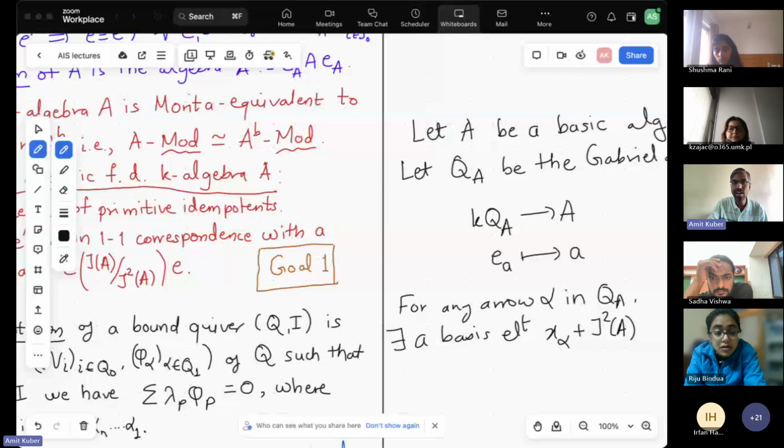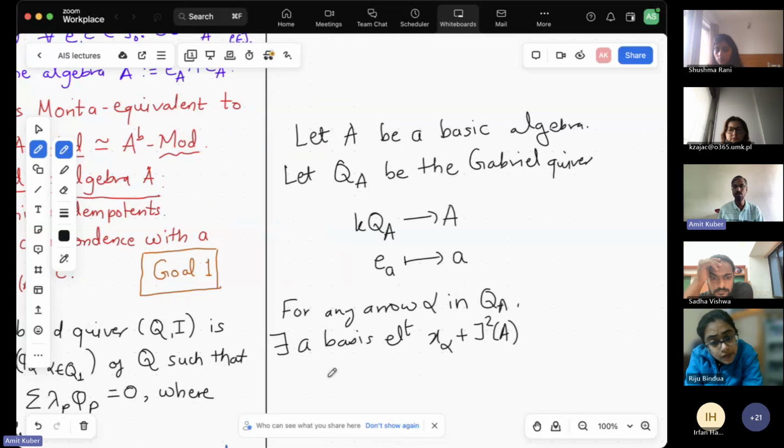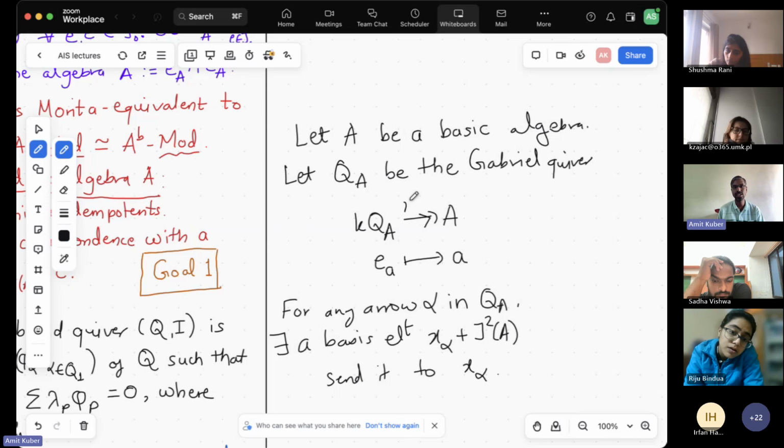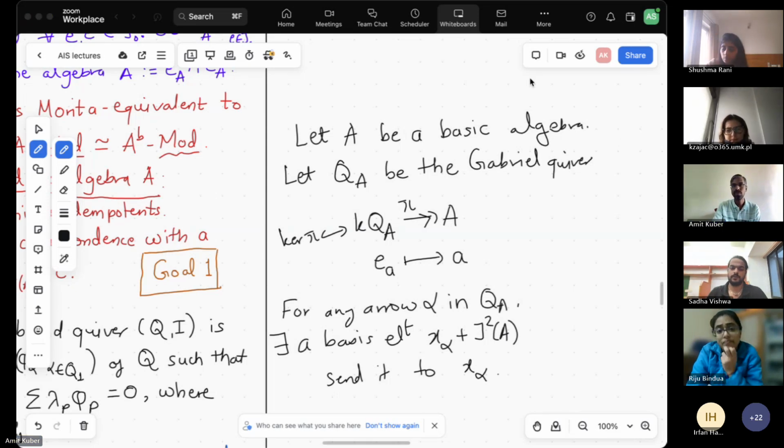x_alpha plus rad square: we actually can make any choice, so we send this element to x_alpha itself. Then we have to show that whatever choice we made, it doesn't matter. We can prove, though it's a long proof, that there is a surjection defined this way. Let me call this surjection pi, and we show that the kernel of pi is an admissible ideal. So that is our method of obtaining an admissible ideal, and that completes the description of the bound quiver.